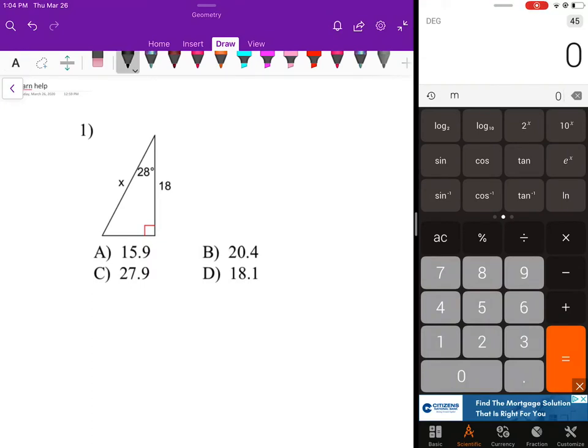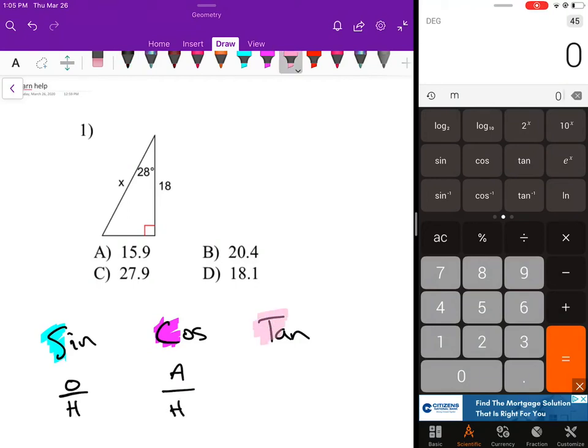The thing that you've got to remember is sine, cosine, and tangent, and what those ratios are. The trick to remembering that is SOHCAHTOA. So, SOH means sine is opposite over hypotenuse. CAH means cosine is adjacent over hypotenuse. And TOA means tangent is opposite over adjacent. All right, so those are your ratios.